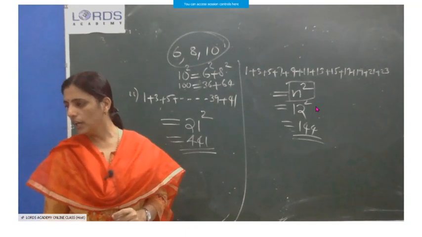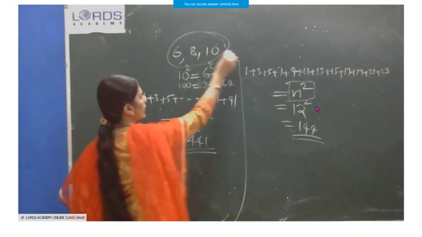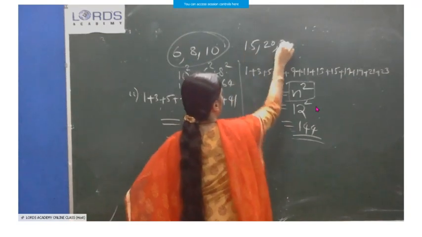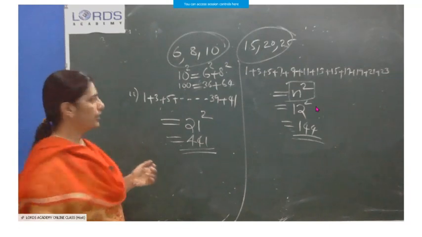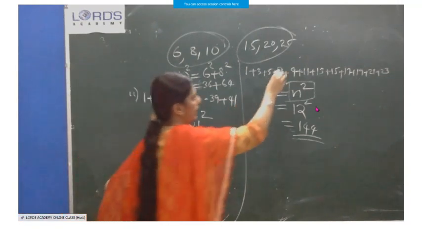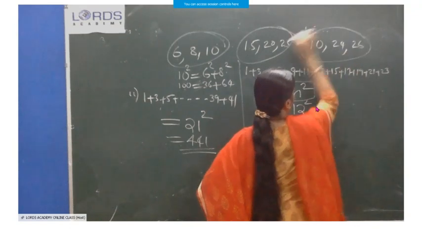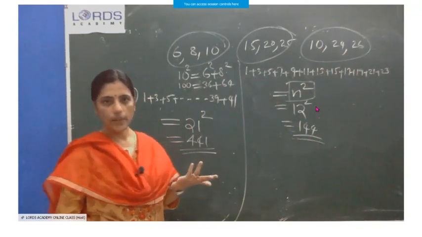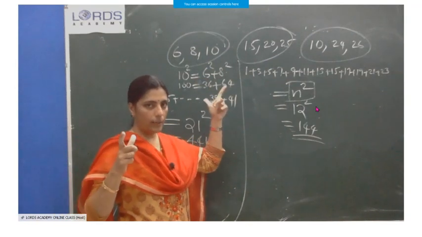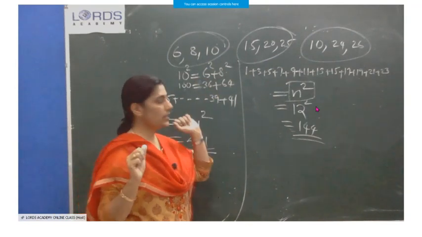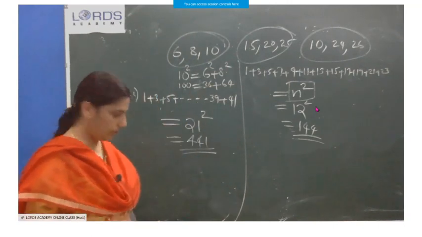Likewise, they have given 15, 20, 25, another set. And the next set is 10, 24, 26, another set. Likewise, you can find many sets. You can check. You have to show how it happened. You have to show that this satisfies the Pythagoras theorem. You have to show it like this. Simply don't write.